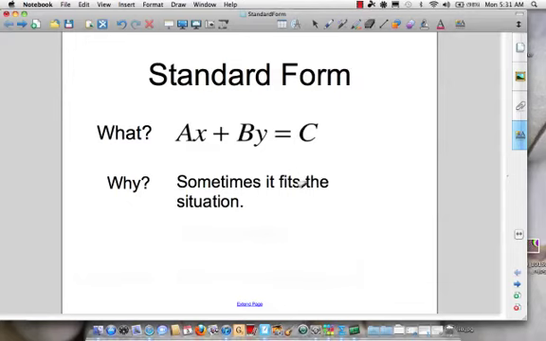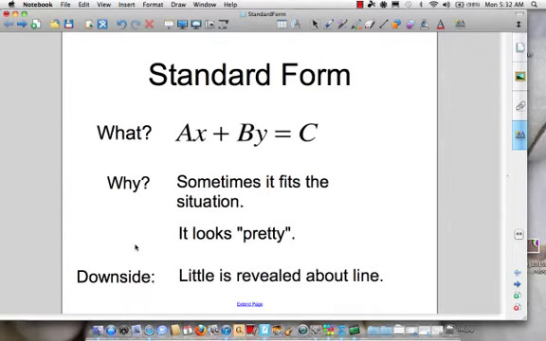A little more about standard form. Another reason why you might choose standard form: it looks pretty. It just has a nice look to it with the variables on one side and the constant on the other. One caveat or downside to standard form, it doesn't reveal very much about the line. You can't look at it and immediately pick out the slope or the y-intercept. There are ways of doing it, but it's not so obvious as with the other forms we've looked at.